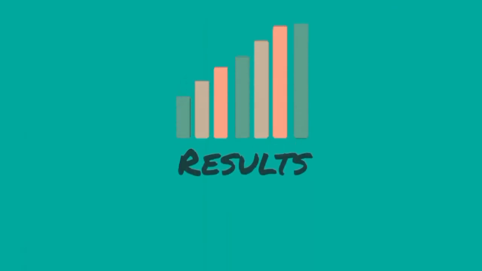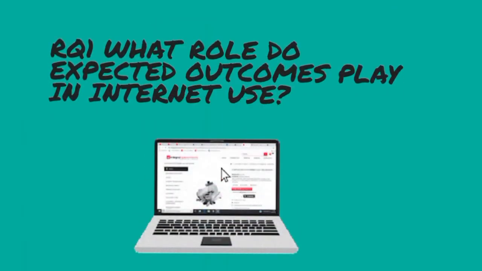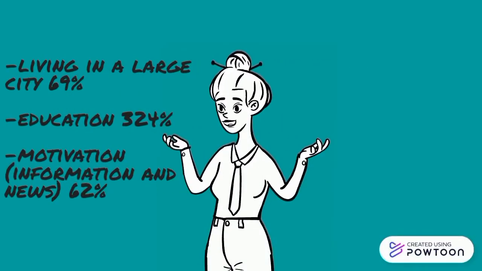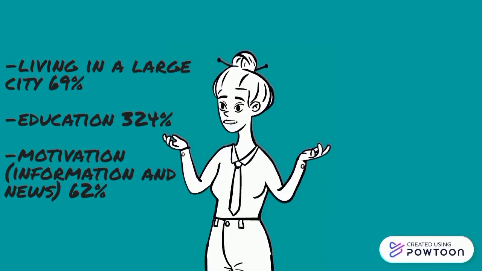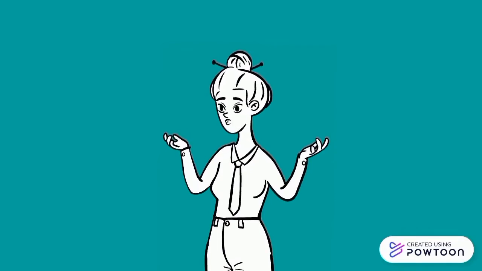Well, now the results. First of all, from the first research question, which is about motivation and internet use: living in a large city increased the possibilities of using internet by 69%. Also, individuals with higher education were more likely to use internet. Finally, the ones that said they value the internet as a source of information had 62% higher possibilities of using internet. This confirms the role of motivation in the use and access to the internet.